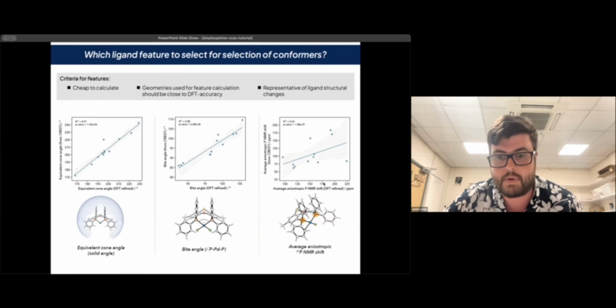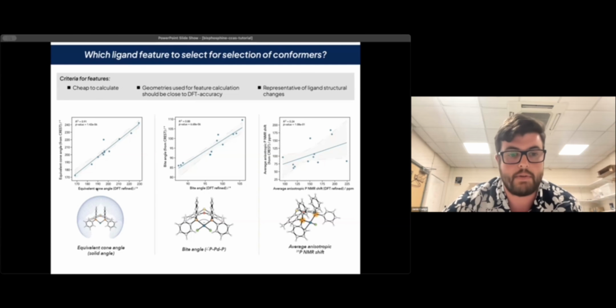And we think this is probably because we're calculating these at the GFN level when the electronic features are calculated at the DFT level. So there's a mismatch there between the two calculations. But nevertheless, we could probably get away with using some geometric or steric feature to select our conformers.